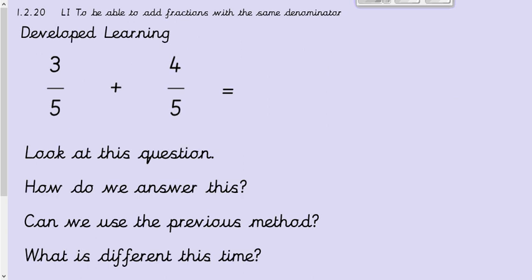So let's move on then to our developed learning. Look at this question now. So we have 3/5 add 4/5. How do we answer this? Can we use a previous method? And what is different this time? So pause the video and see if you can have a go at working that one out and see if you notice what's different about this one to the ones we've looked at so far.